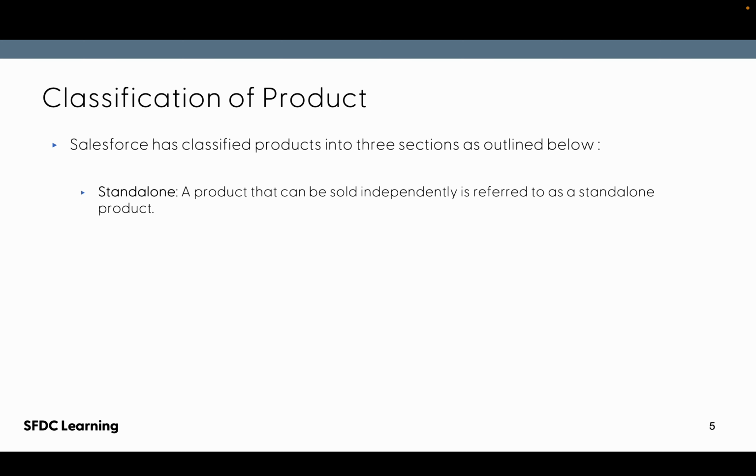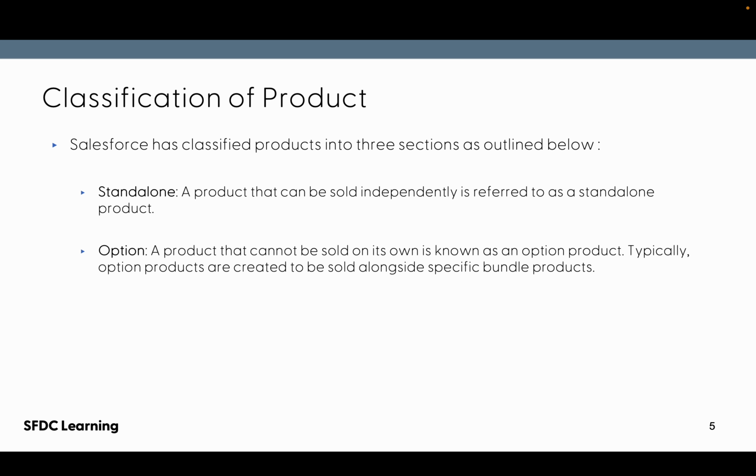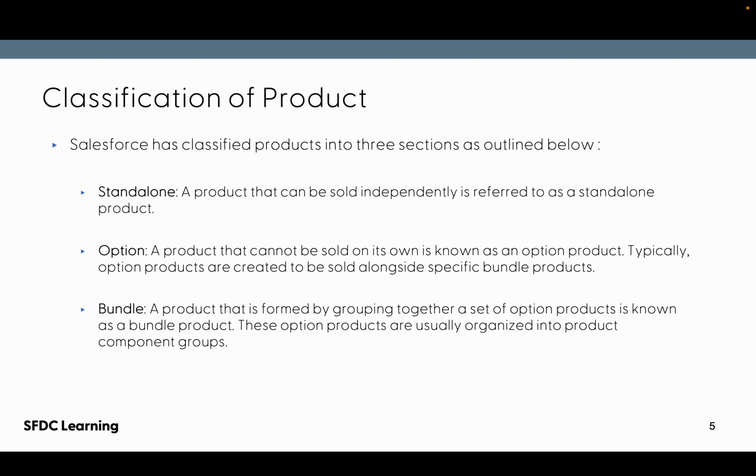Now, classification of the product. Salesforce has classified products into three sections as outlined below. Standalone, that means a product can be sold independently. Option, a product that cannot be sold on its own is known as an option. Typically, these options are added to a bundle. And bundle, a product that is formed by grouping together a set of options, is known as a bundle product. These option products are usually organized into product component groups.